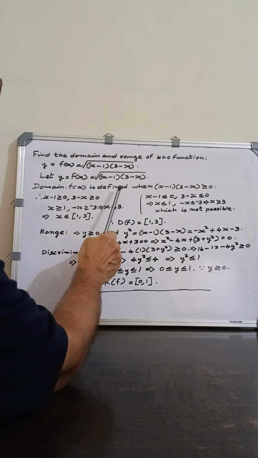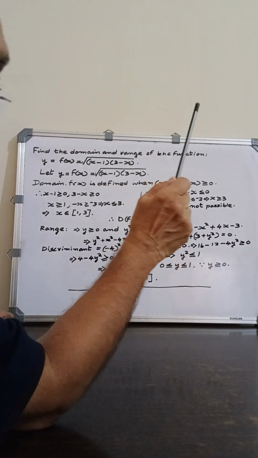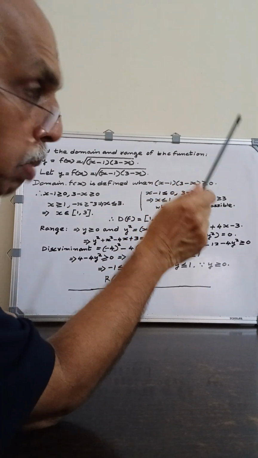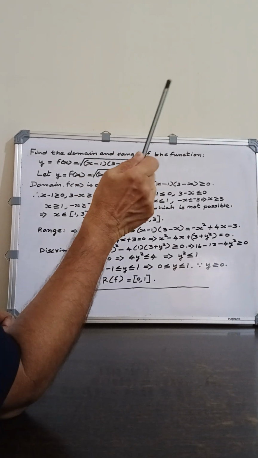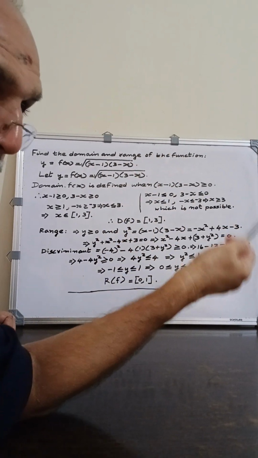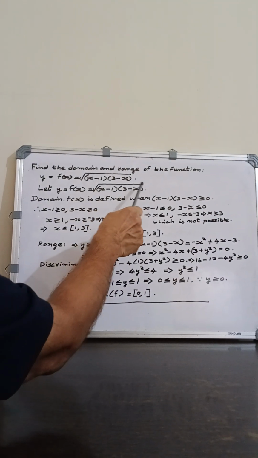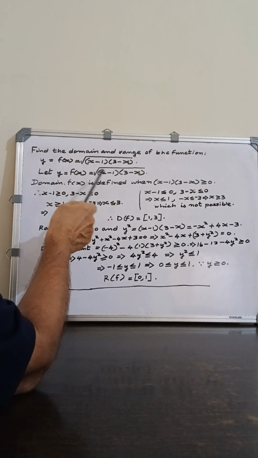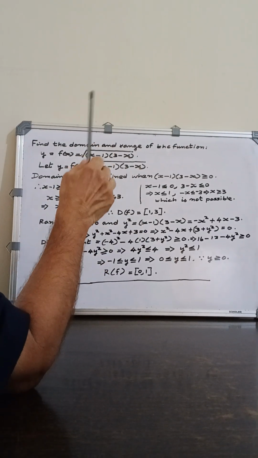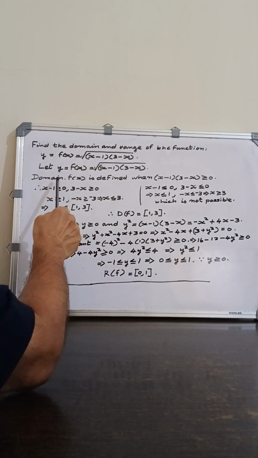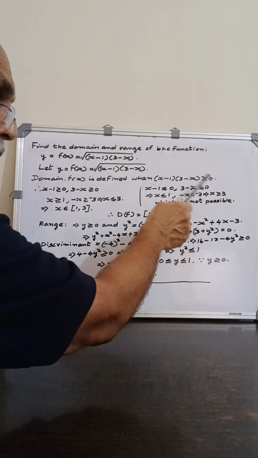f of x is defined when (x minus 1) into (3 minus x) is greater than or equal to 0. Why? Because this resulting answer should be 0 or a positive number. Then only the radical sign makes a positive answer for f of x. Otherwise, it will become complex. Therefore, domain: f of x is defined when (x minus 1) into (3 minus x) is greater than or equal to 0.